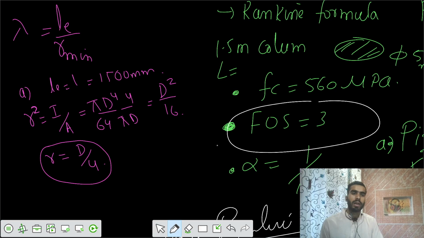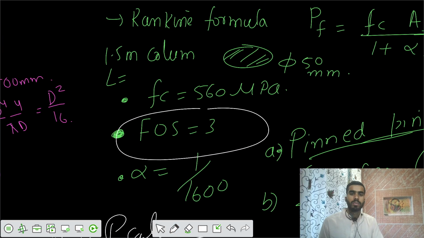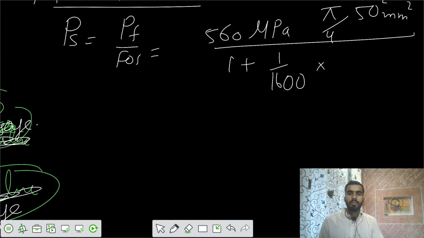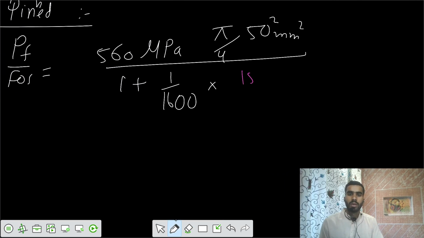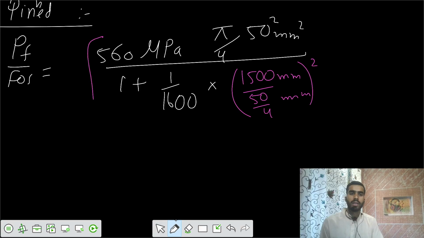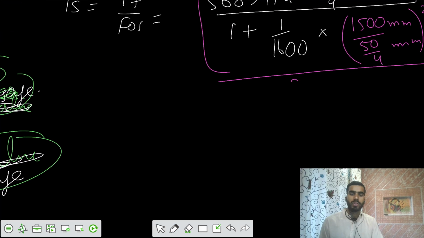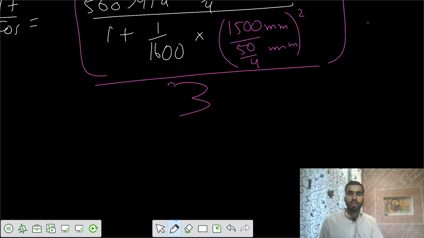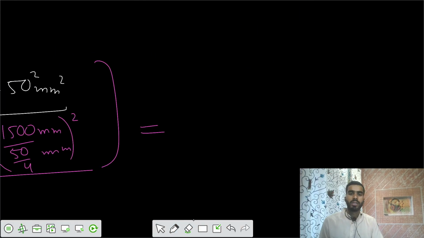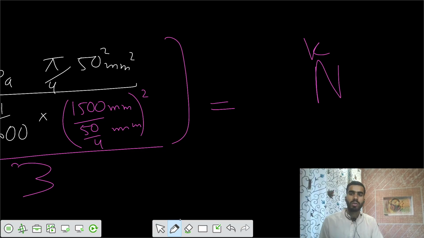So I can use those values, 1500 and d by 4, that is 50 by 4. This is in millimeter, this is also millimeter, and you have that lambda square. This was your failure load. You divide by factor of safety, that's a factor of safety of 3, and you would get a load that is safe for that hinged condition, some Newton, some kilonewton, whatever.